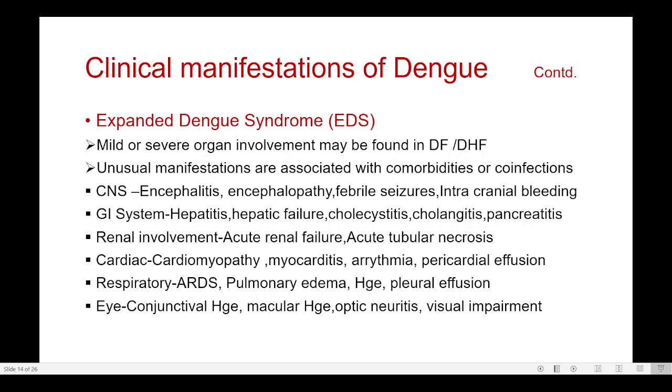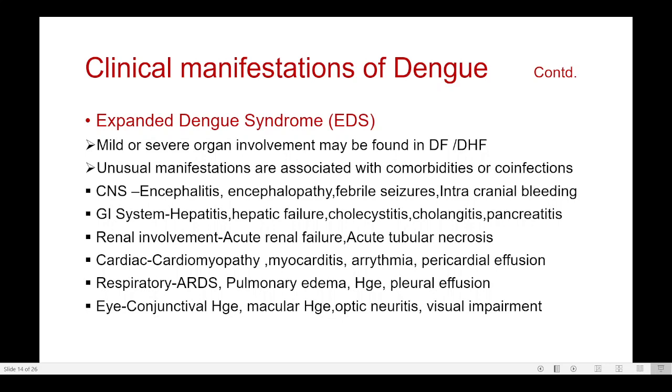Expanded dengue syndrome: mild or severe organ involvement may be found in dengue fever or dengue hemorrhagic fever, and expanded dengue syndrome is usually seen with comorbidities or co-infections. If it involves the central nervous system, it may cause encephalitis, encephalopathy, febrile seizures, or intracranial bleeding. In the GI system, it may cause hepatitis, hepatic failure, cholecystitis, cholangitis, pancreatitis. If it involves the kidney, acute renal failure and acute tubular necrosis may occur.